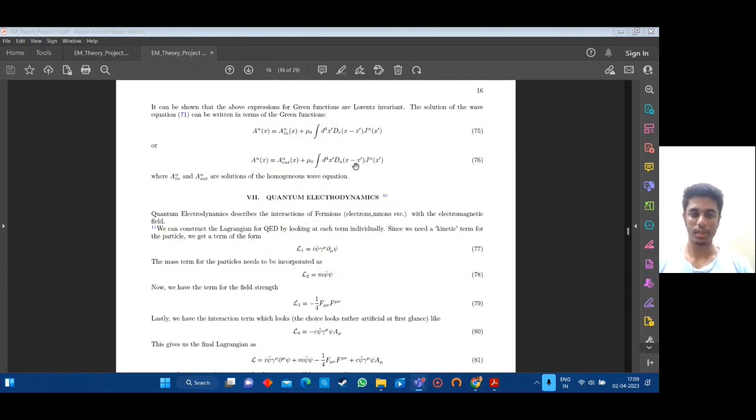So after obtaining the Green's function, we substitute this into the integral to obtain the solution for the wave equation. This integral is a four-dimensional integral with respect to the source current J. And here A alpha in and A alpha out are the solutions of the homogeneous wave equation. So this is the solution of the four-dimensional covariant wave equation using Green's functions.